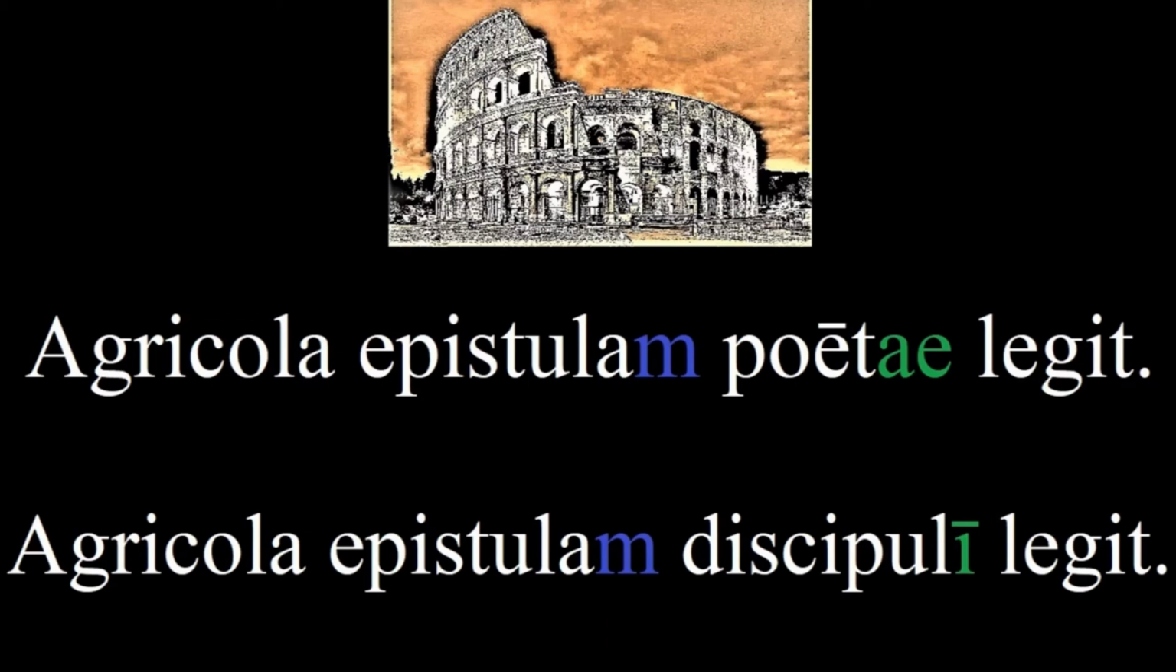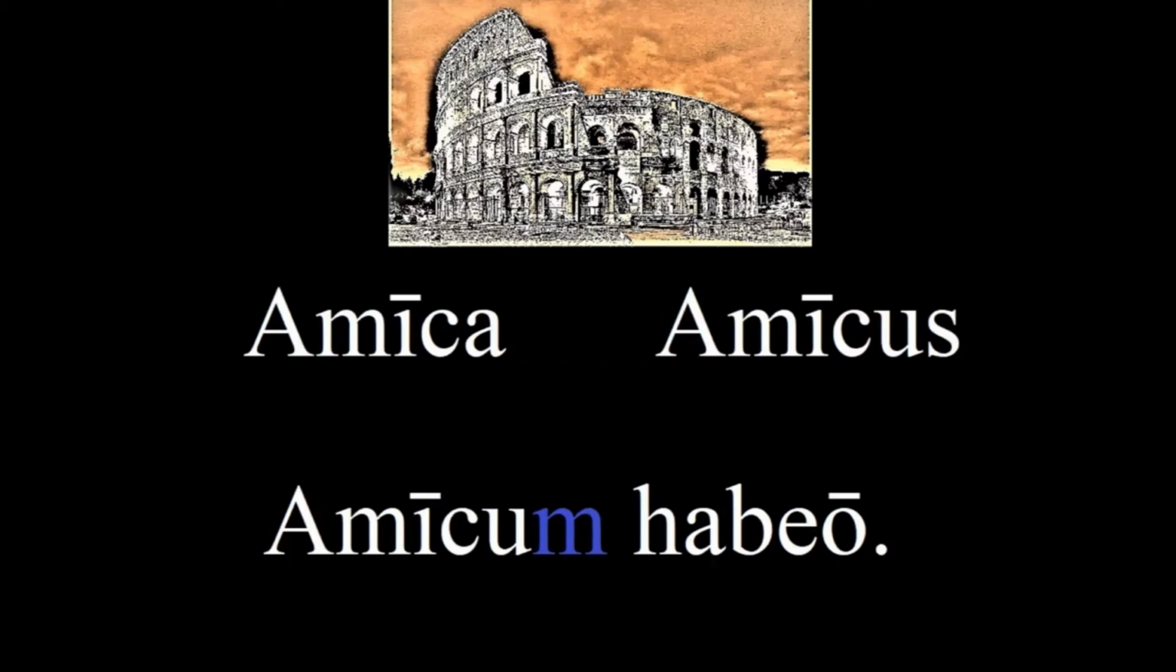Another pair like discipula and discipulus is amica and amicus. An amicable person is someone you would call a friend. What does this say? Replace the B with a V in your mind. Amicum habeo. That's right, I have a male friend.